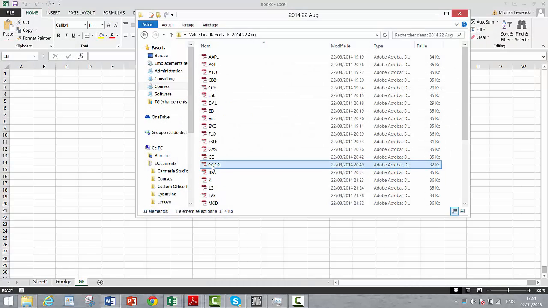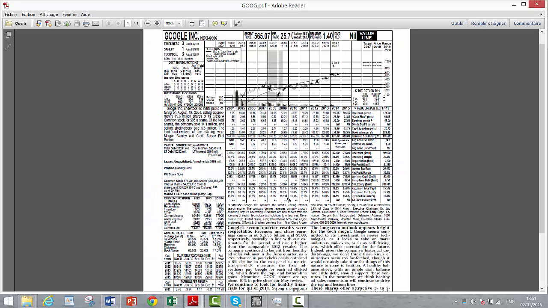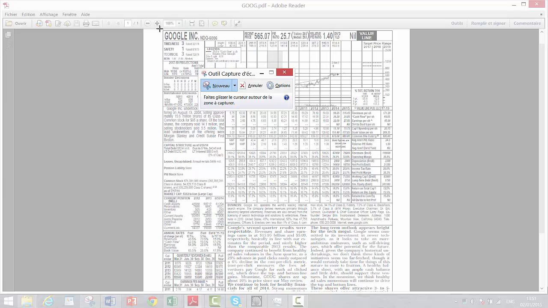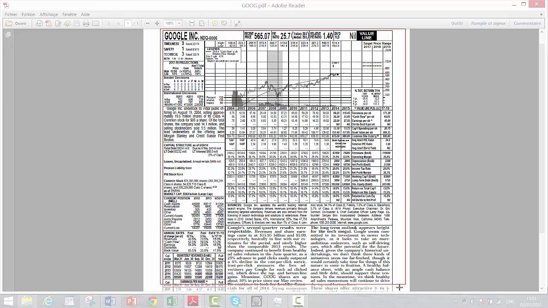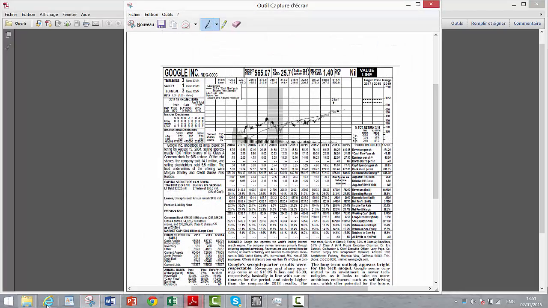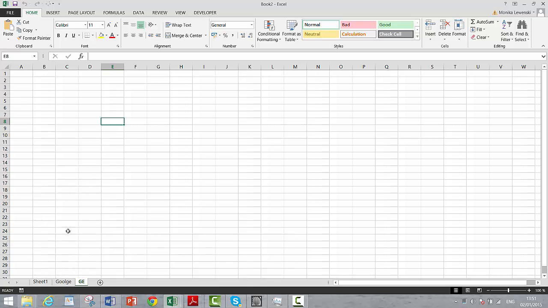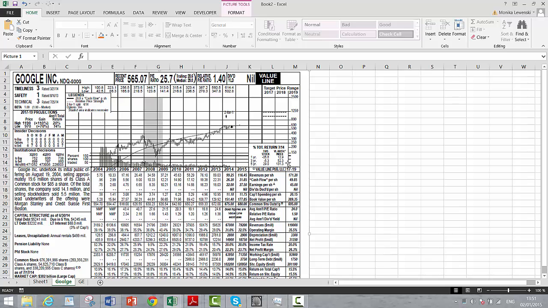do this. So I'm going to take a Value Line report for Google. Why don't we select the whole thing and just put it into a sheet. Okay, and here we go. Google, and let's do the same thing for General Electric.